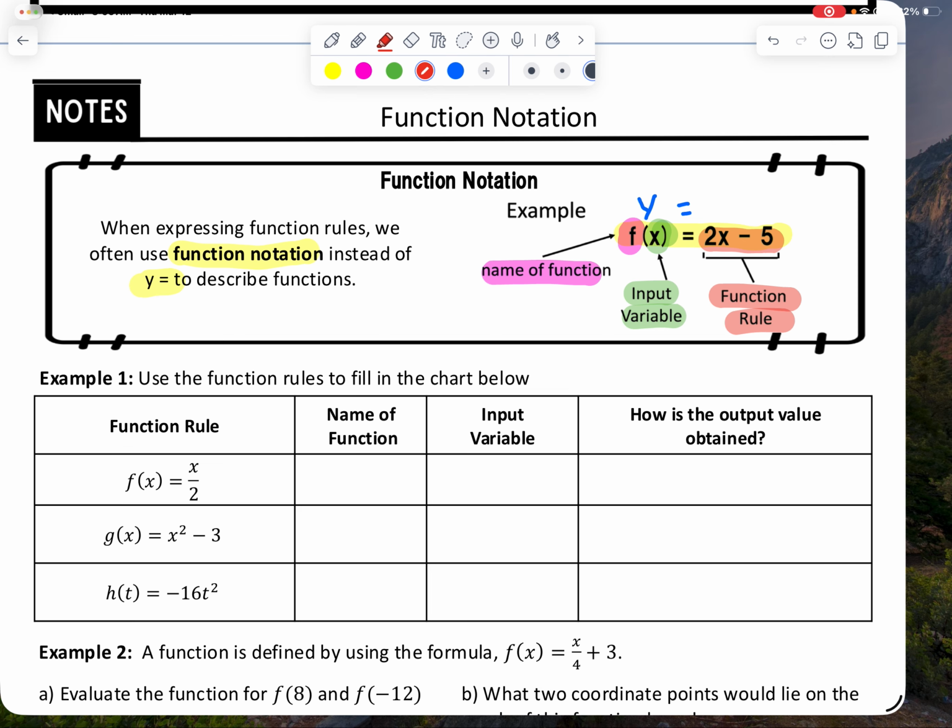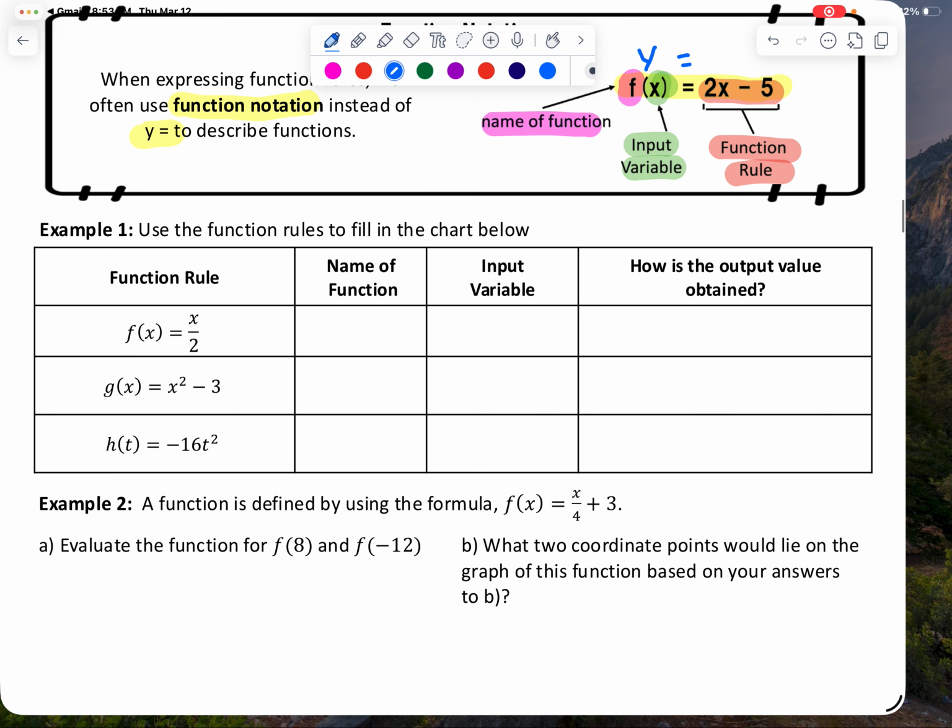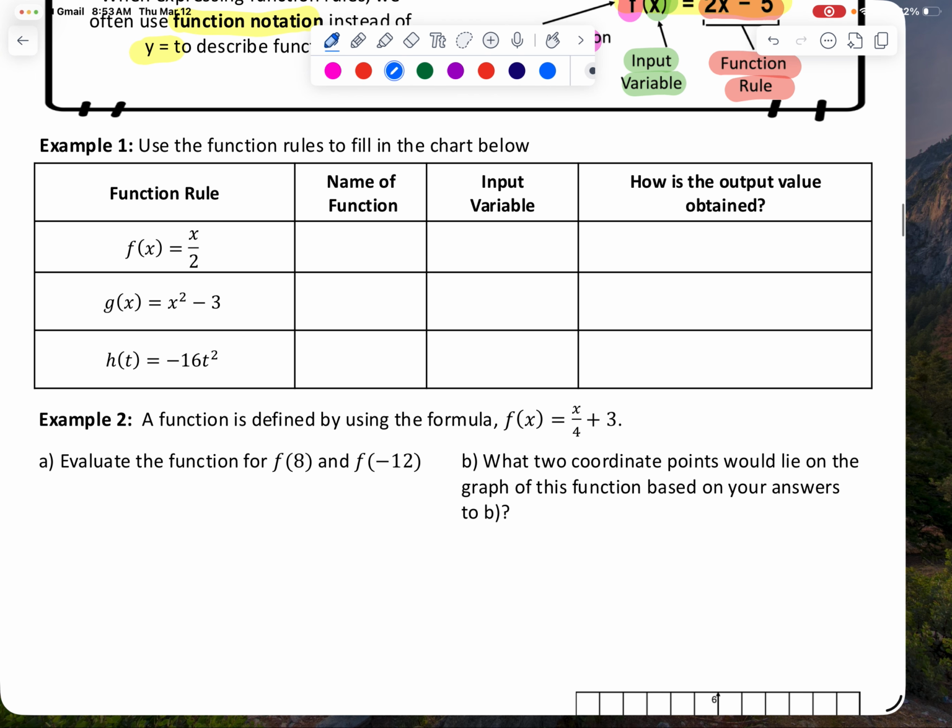All right. So let's look at example 1, and let's practice a little bit with some function rules and talk about how to read them. Example 1 says use the function rules to fill in the chart below. Our first function rule is f of x is equal to x divided by 2. The name of our function is the variable to the left of the parentheses, which is f. The input variable is the variable inside the parentheses. So x is our input variable.